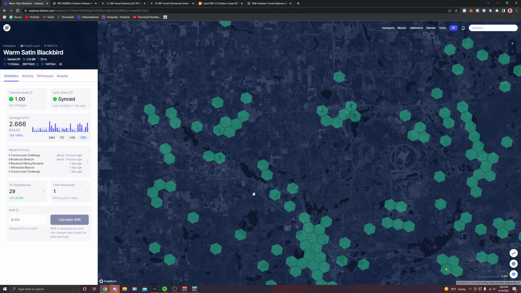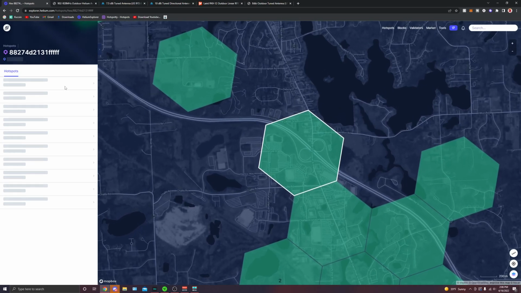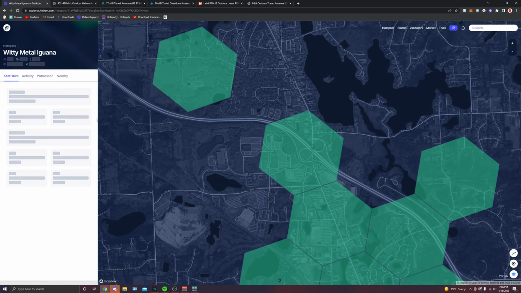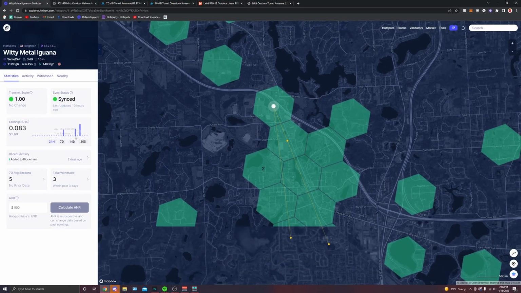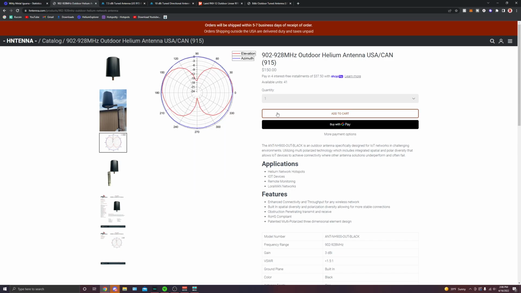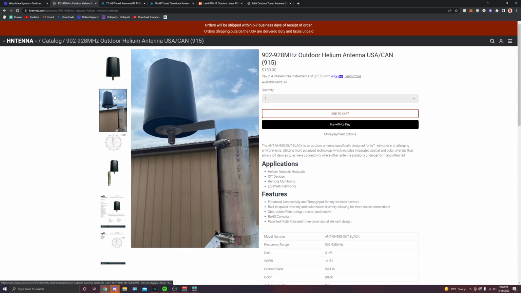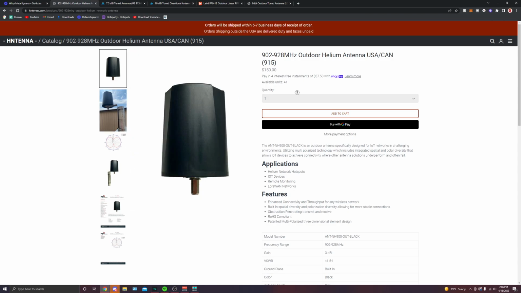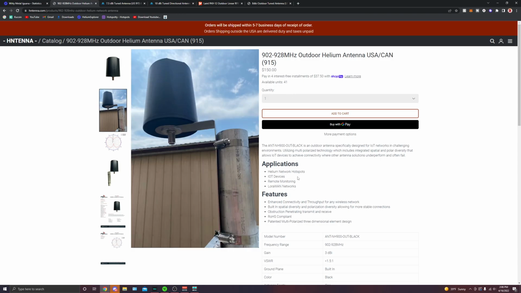Now, if we go to my off-grid, which is right here, I just set this up last night, okay? And on this hotspot, I'm running this 3 dBi antenna. It's 360 degrees. As you can see, it's 360 degrees, 3 dBi. So 3 dBi is not bad, but this is 360 degrees.